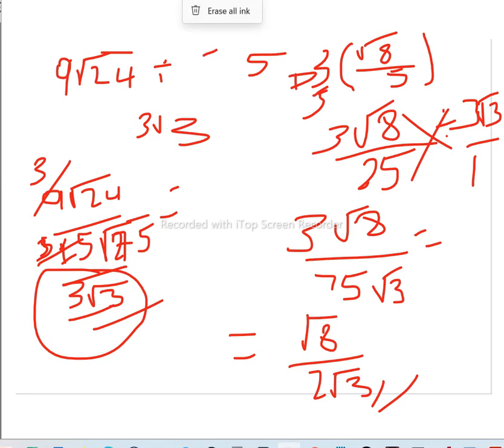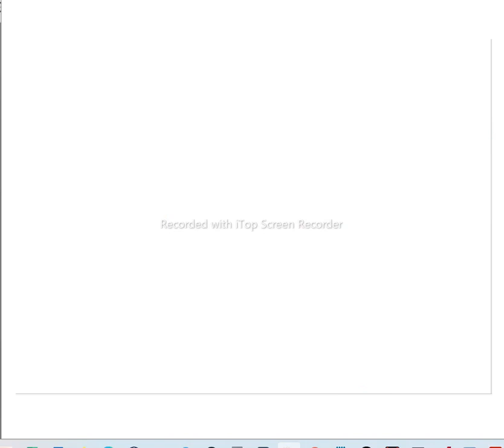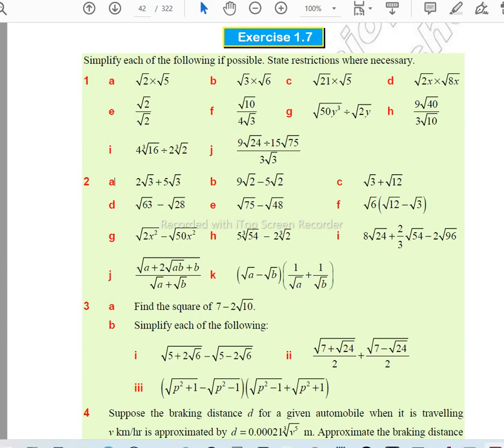As we said before in the previous video, we will add or subtract if they have the same index and the same radical. So here we have to remember this formula: to subtract or to add, they must have the same index and the same radical, or after simplification they must be the same number.